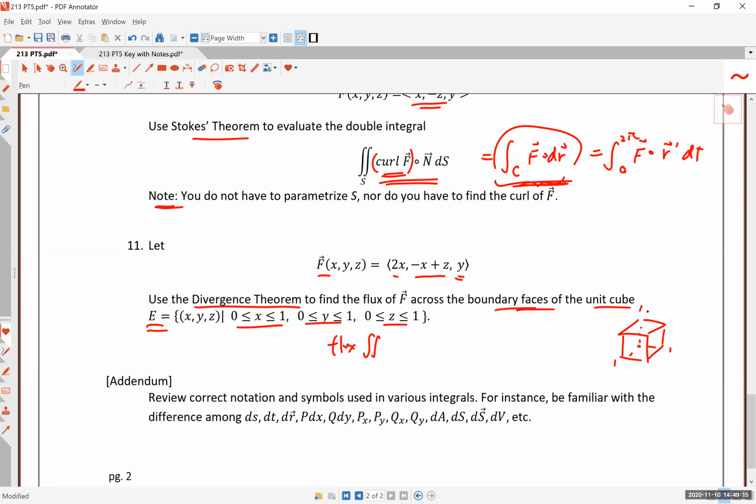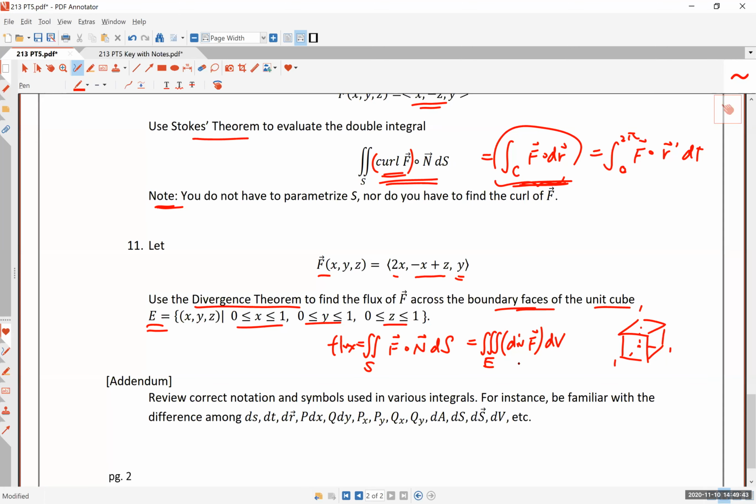And so the flux over S, how do you find flux? Okay, that's always F dot N, right? That is the definition of the flux because you are just adding up or integrating the normal component. But the divergence theorem says this is the same as the triple integral over the solid E of the divergence of F dV. So you do need to know this statement of the divergence theorem. Now, what is the divergence of F? Well, we'll find out, and hopefully it's not too bad. Let's look at the answer.